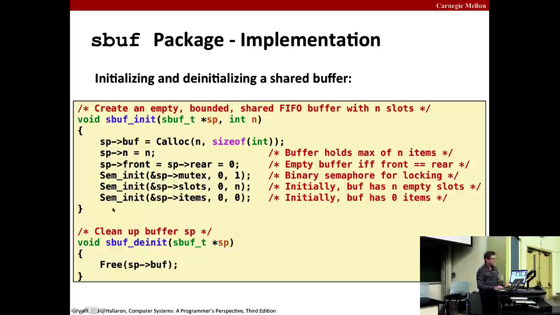So to initialize this buffer with n slots, we first allocate the space for the buffer, n ints. We set the size to be the value n that was passed in. We indicate the empty buffer by setting front and rear to be 0. Okay, and so whenever front and rear are 0, we have an empty buffer. And then we initialize the three semaphores. So the mutex, like all mutexes, is initialized to 1. The slots semaphore, which keeps track of the number of available slots, is initialized to n. And the items semaphore is initialized to 0. Okay. And deinit is really simple. It just frees up the heap space that we allocated.